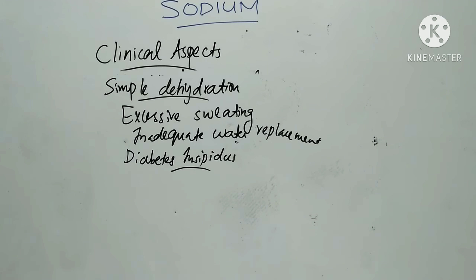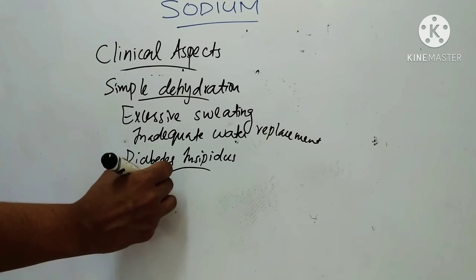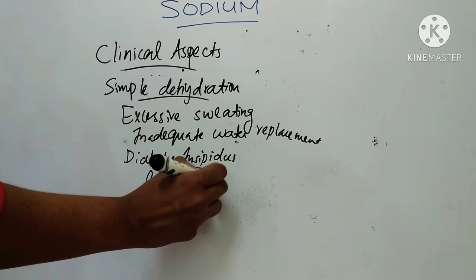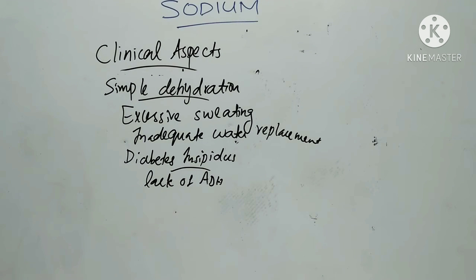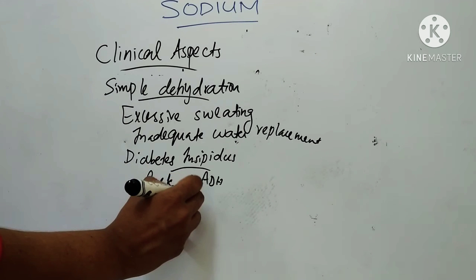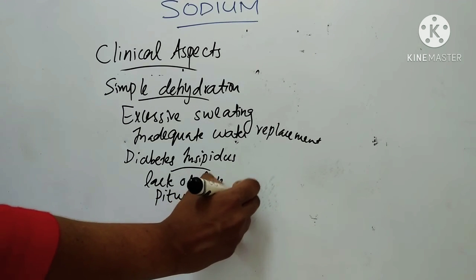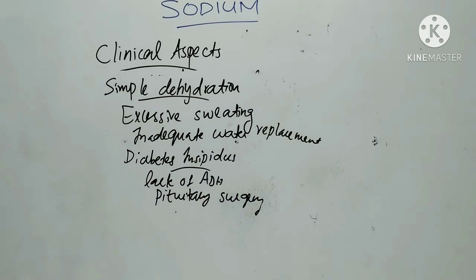Next one is diabetes insipidus. This is characterized by lack of ADH, that is antidiuretic hormone, or failure of the hormone to act on the target cells. It occurs usually as a complication of pituitary surgery, when the hormone is not produced in adequate amount. In nephrogenic diabetes insipidus, the kidney cells are unable to respond to the hormone. That is diabetes insipidus.